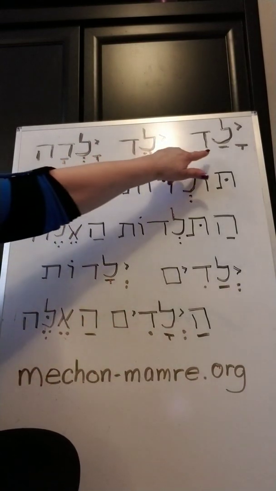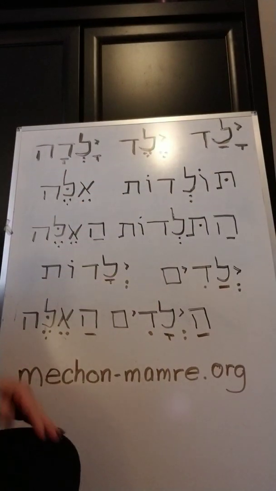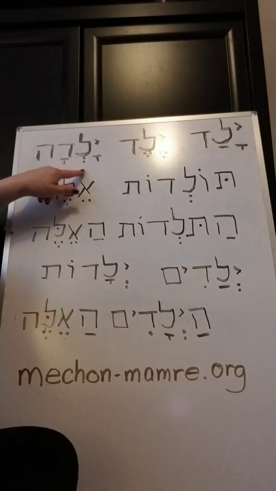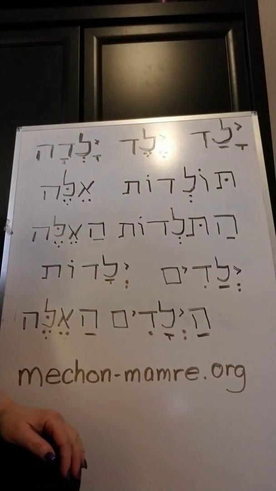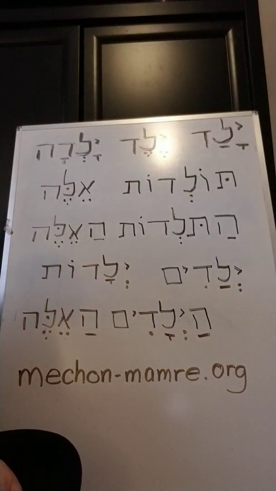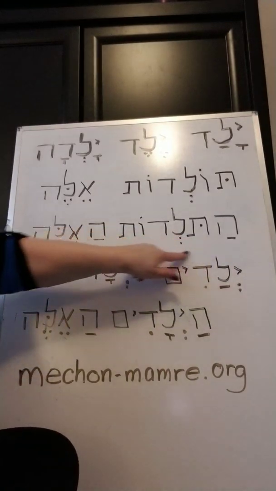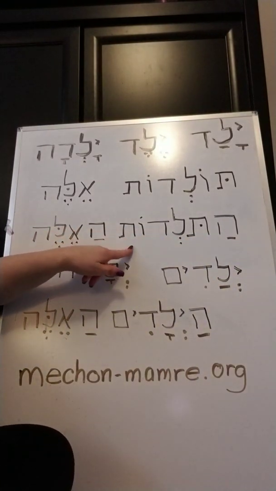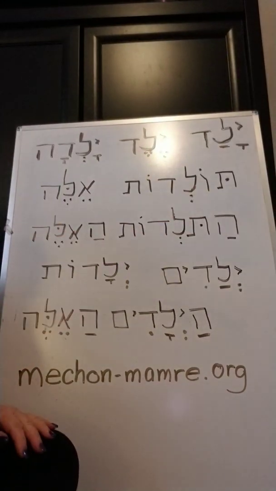So going back over, yalad means to beget, to bear, to give birth, to sire, anything like that. Yeled is boy, yalda is girl. Don't have the singular there, but tolda would be one generation. Toldot is how you're usually going to see it, generations. Ele is these. And if you see a phrase like this, ha, something plural, ele, it just means these, whatever.